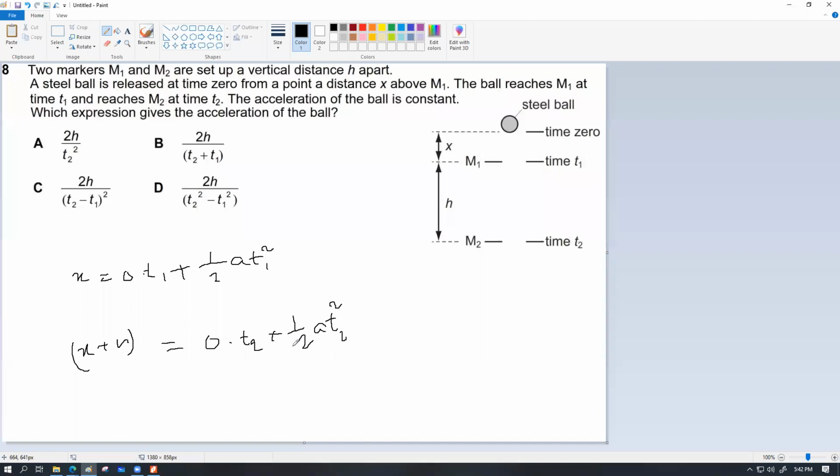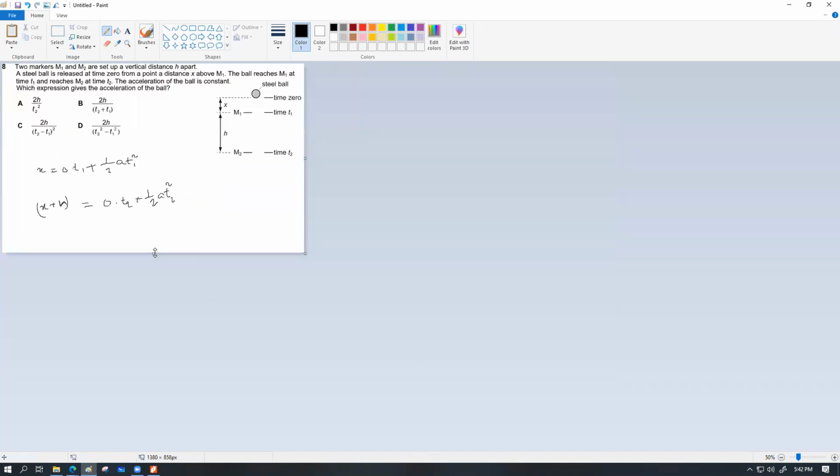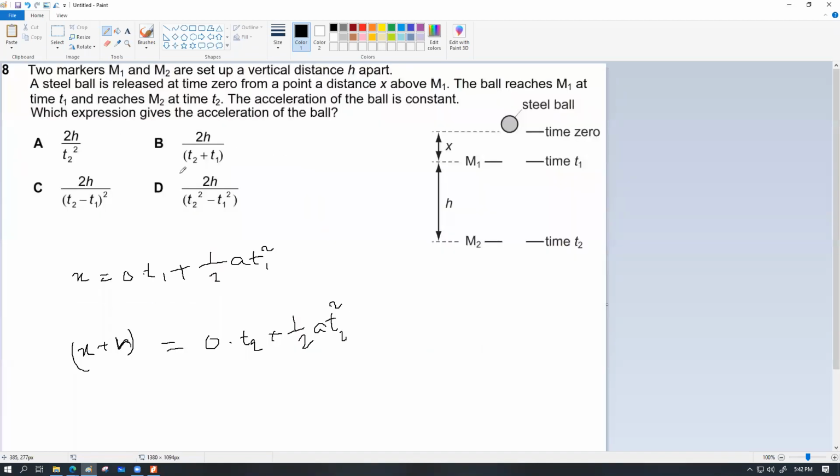Check this out. See if you can agree with these two equations. If you can, then the rest of the part is pretty simple. You just have to find the value of a in terms of h, t2, and t1. A simple process can be to replace the value of x from this equation. If we go for this equation, we can subject x equals to how much? I can erase this part, so 0 into t1 is not needed. So x equals half a t1 squared.